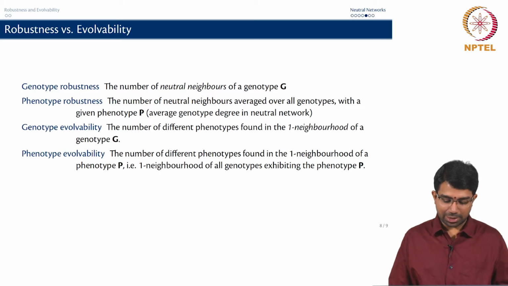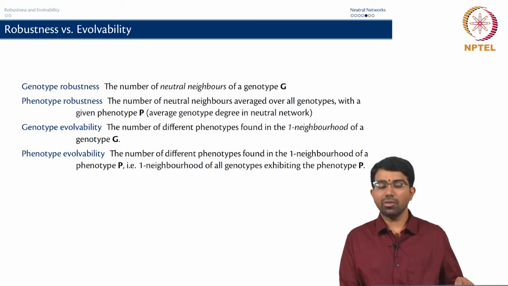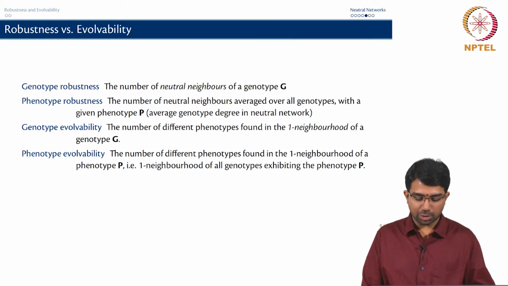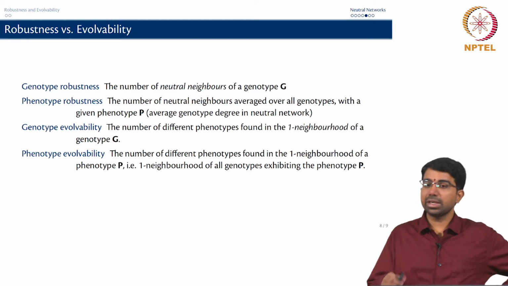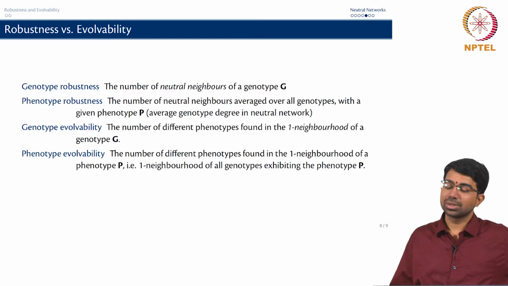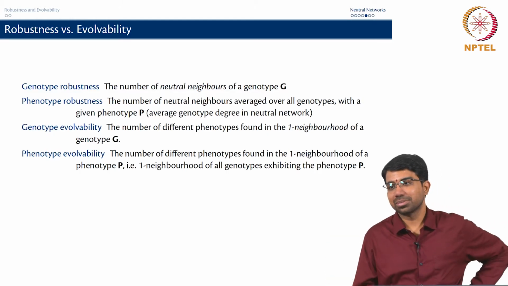What is phenotype evolvability? It is the number of different phenotypes found in the immediate neighborhood of a given phenotype, that is, the one neighborhood of all genotypes expressing the same phenotype. One immediate neighborhood, it is a network. So, the neighborhood of the entire network. What is my entire zone of access?